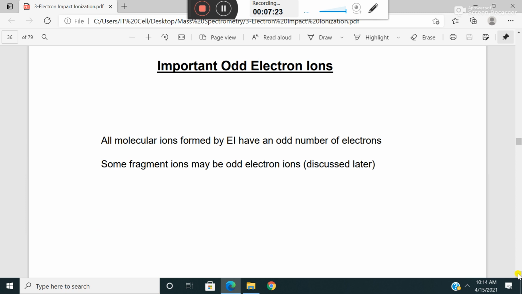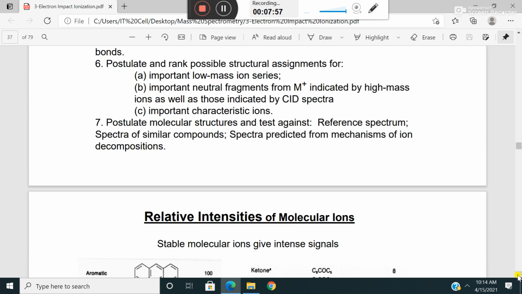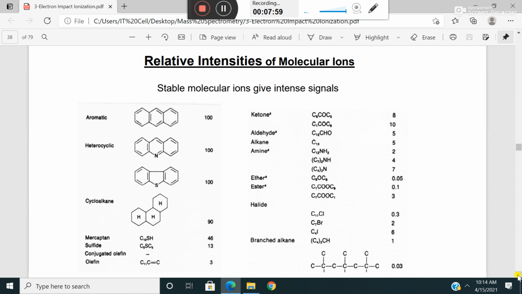Important odd electron ions. This whole phenomenon is about odd electron ions, because when we are bombarding a molecule, one of the electrons is lost. That's why we get the odd electron species through the EI technique. And when that odd electron molecular ion reaches the excited state, it later dissociates and we get the fragment ions, right? Now, this is again repeated.